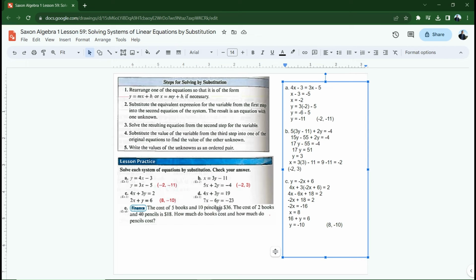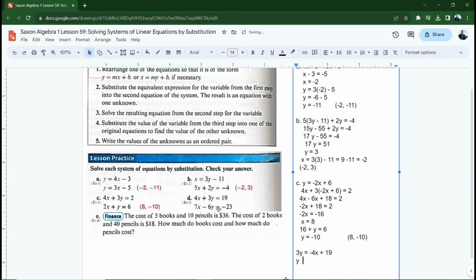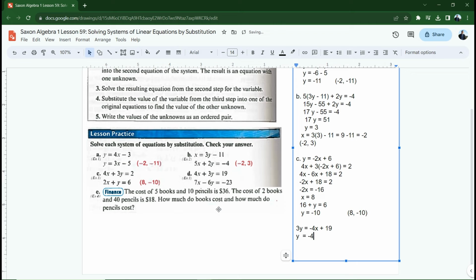So I'm going to rewrite the first equation in slope-intercept form. First of all, it's going to be 3y, we subtract 4x from both sides, equals negative 4x plus 19. Now I'm going to divide everything by 3. y equals negative 4 thirds x plus 19 over 3. Whew, this is going to be a doozy.